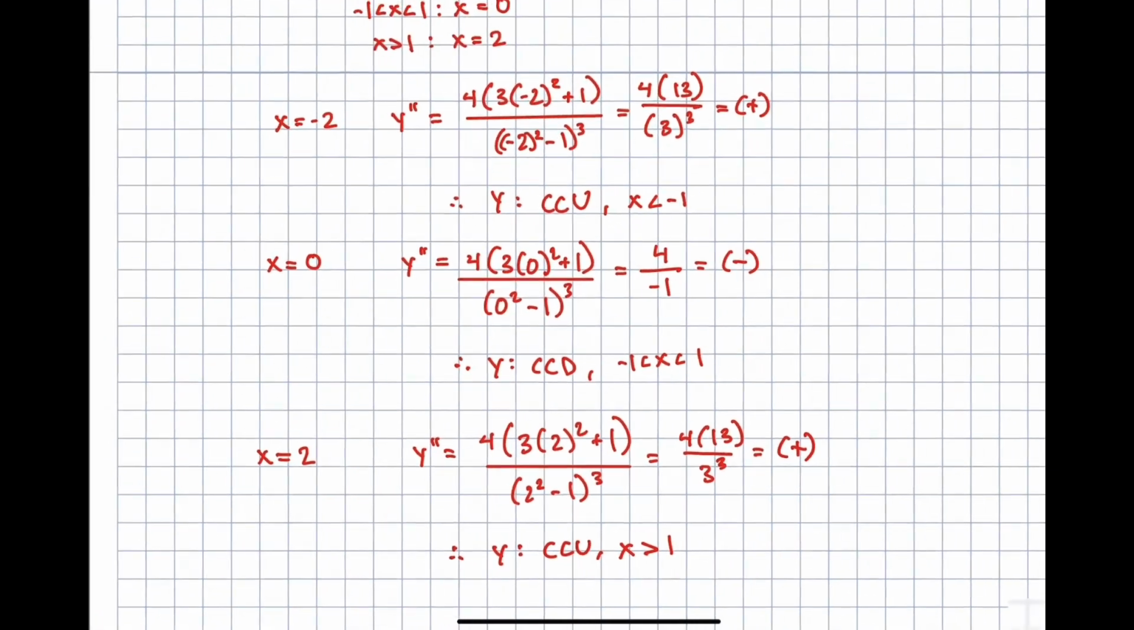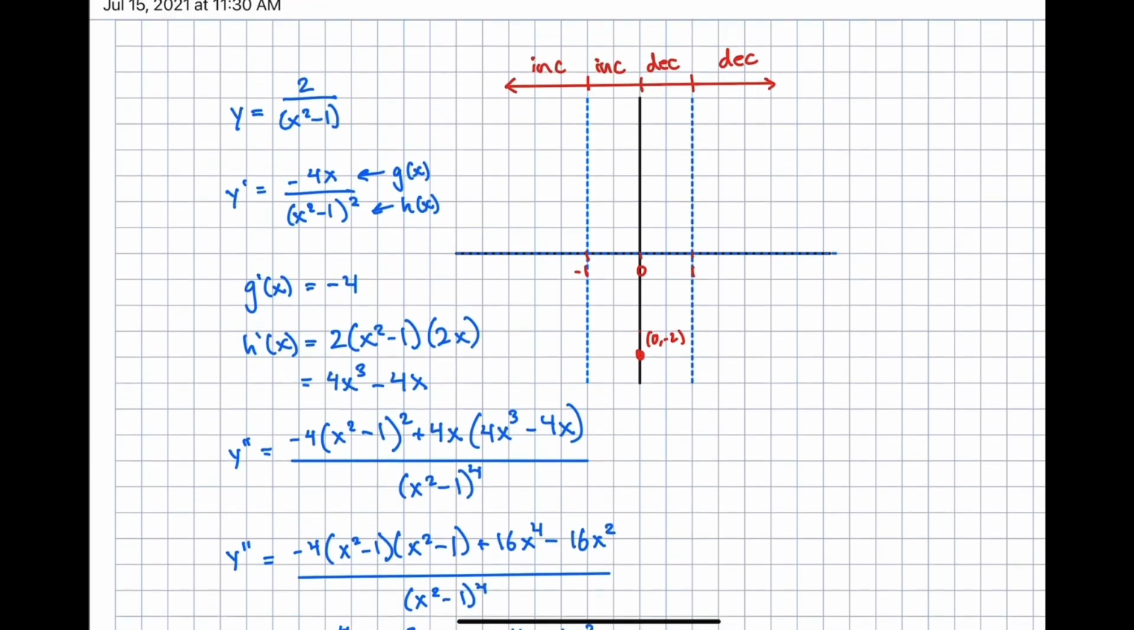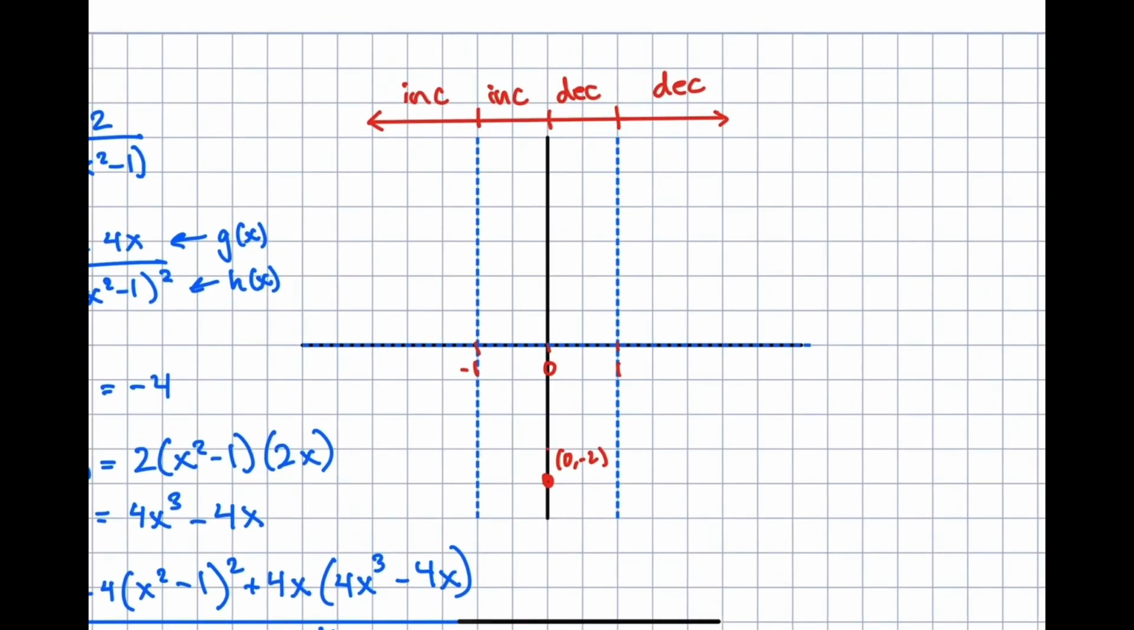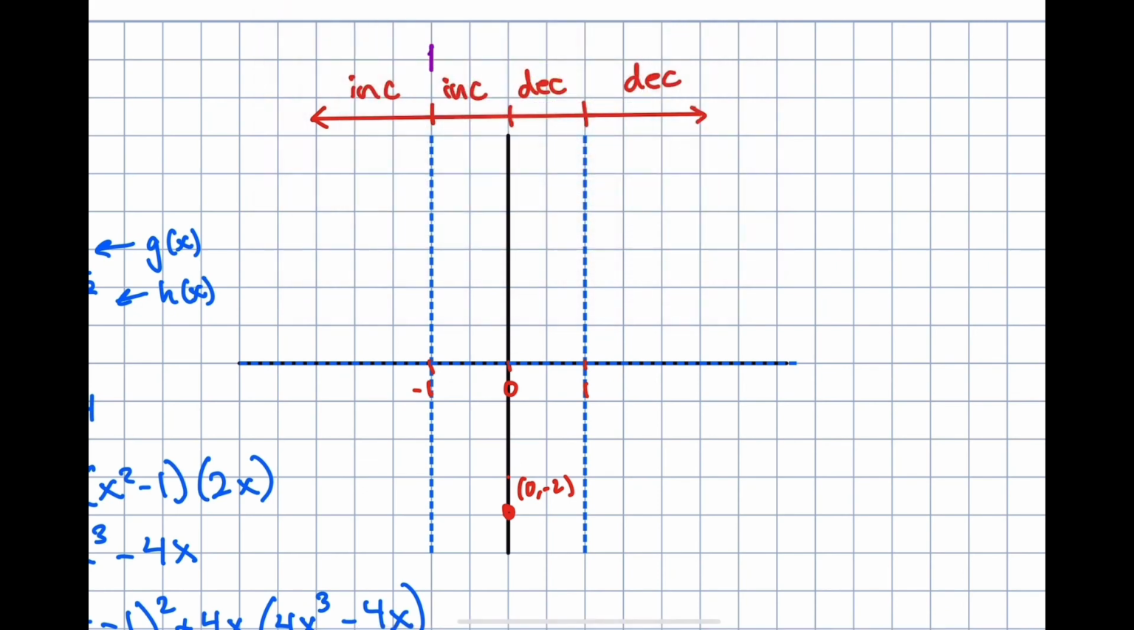Okay, so we've got all of our intervals of concavity. So let's see if we can finally graph this function using that information. So what we found there was that from -1 and below, our function is concaving up. Between 1 and -1, we found that our function was concaving down. And from 1 and beyond, we found that our function was again concaving up.